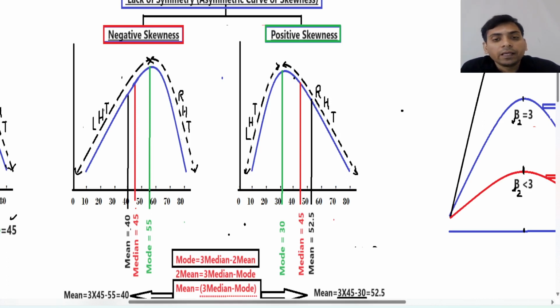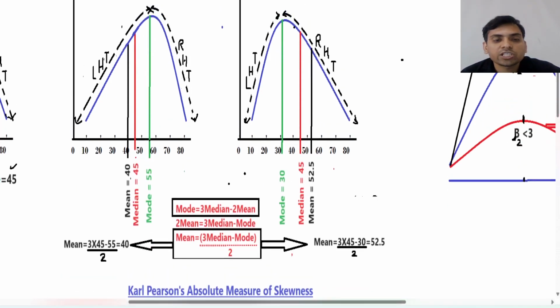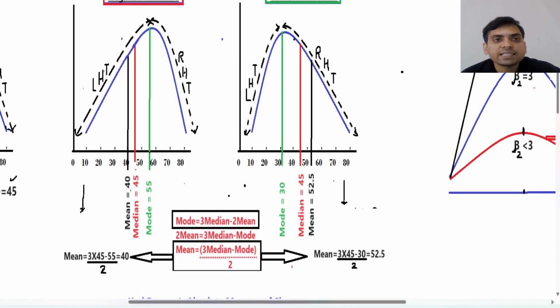Now for calculation of mean, using the same empirical relationship, mode equals 3 median minus 2 mean, we convert this formula for mean. For the first data set, mean equals 3 into median, which is 45, minus mode, which is 55. So you will see mean equals 45 and the location of mean is this. In the same way for the second data set, you will see mean equals 52.5 and the location of mean is this.